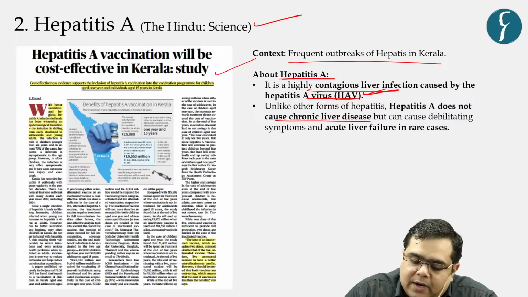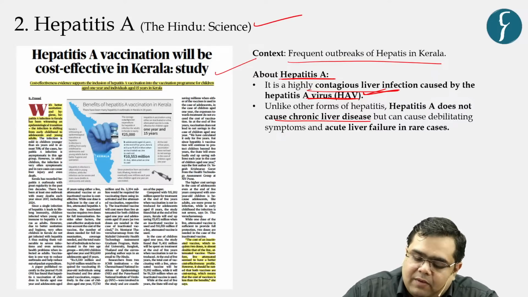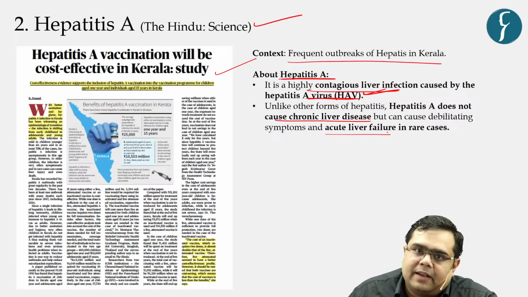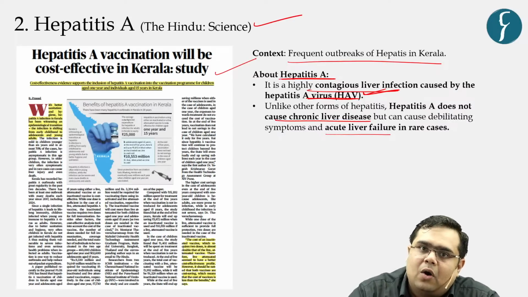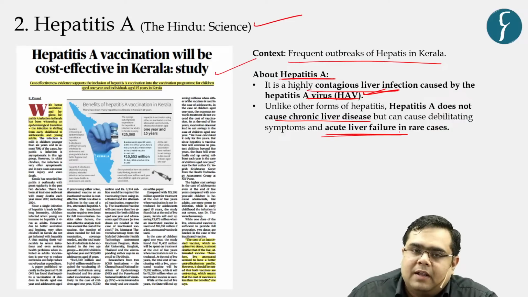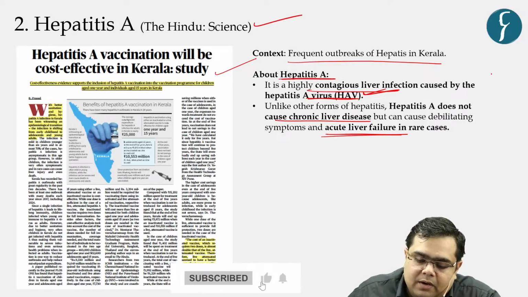Although this disease does not cause any chronic liver disease, there can be an acute liver failure in rare cases. Chronic disease means it does not cause a long-term problem in the liver. However, in certain rare cases, if the infection persists, it can cause sudden failure of the liver, right? So we need to be wary of this particular disease.